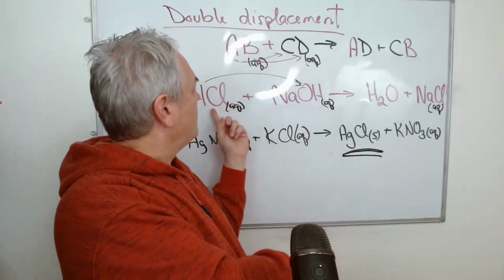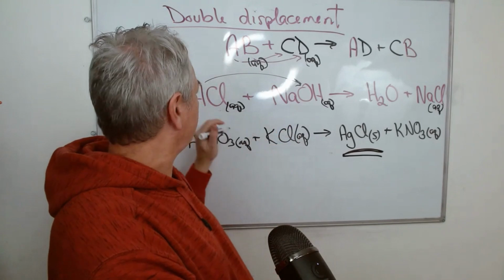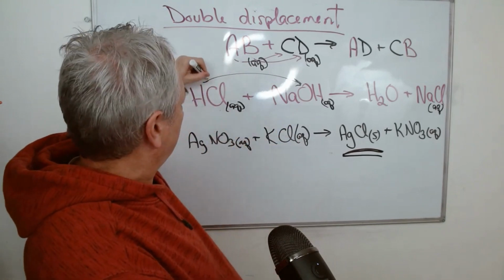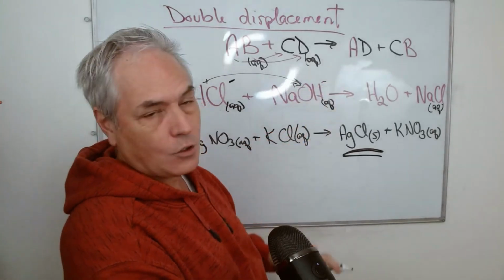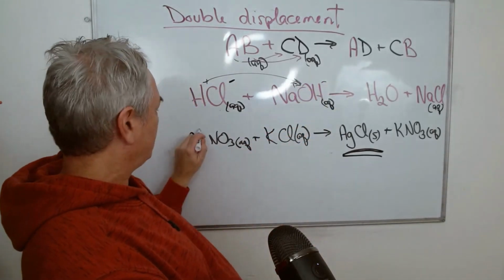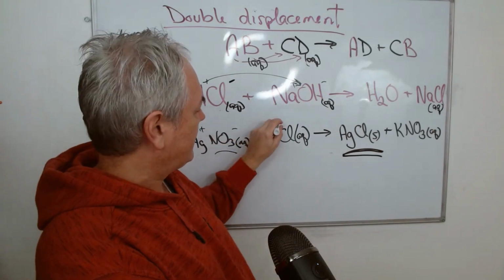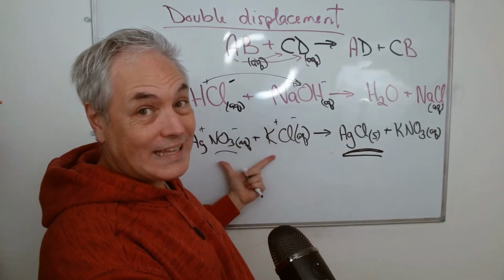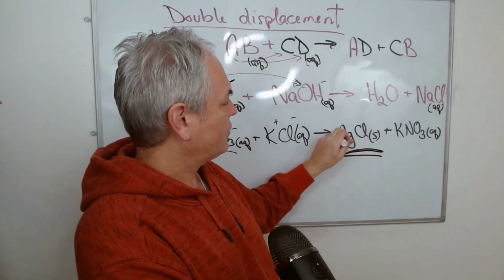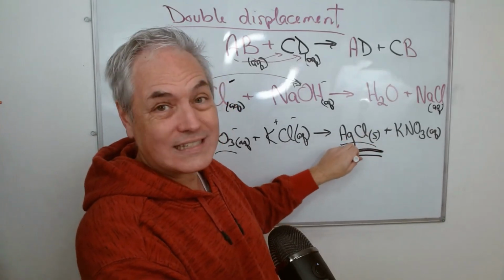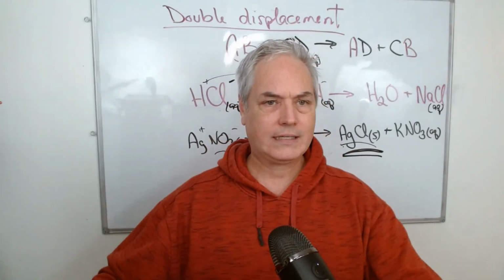When you are looking at your reactants, you end up with H plus, Cl minus, Na plus, and OH minus. Here you end up with Ag plus, NO3 minus, K plus, and Cl minus. When they get together, you end up with ions working together. So here I have Ag, so silver and chlorine. Let's see if I have it right here.